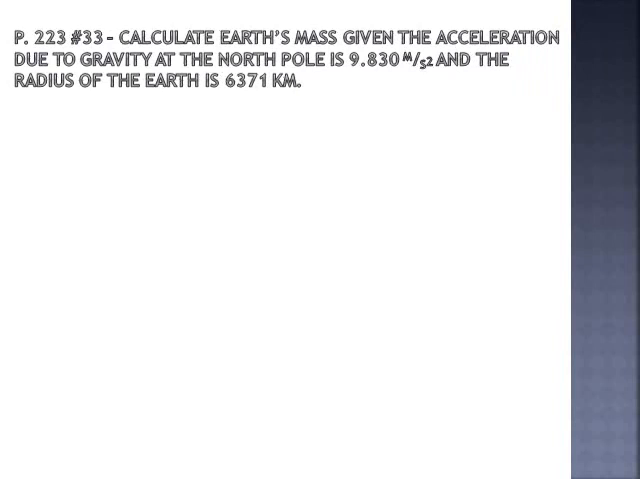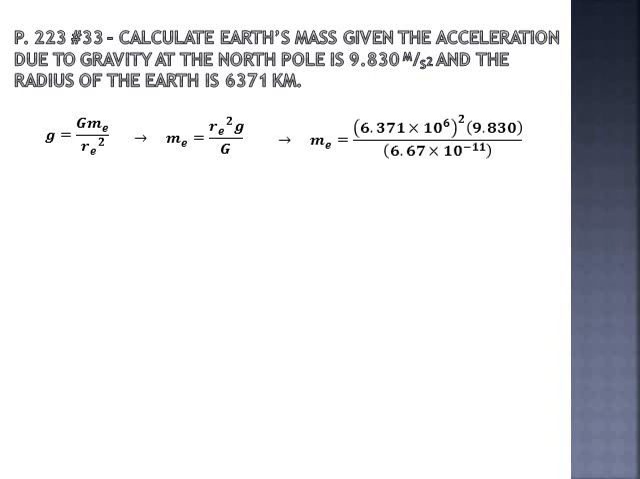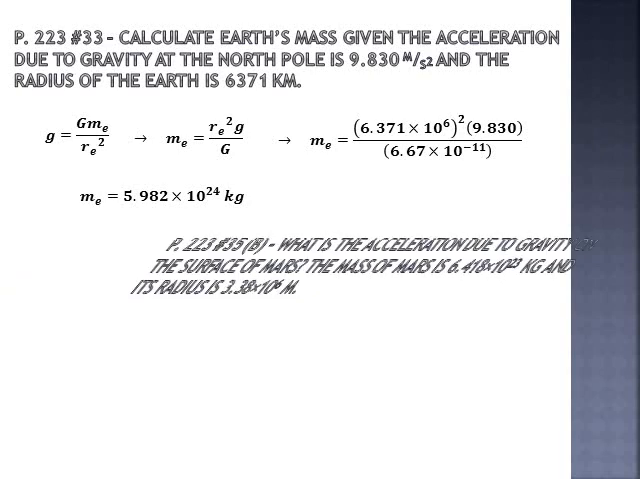So one of the example problems we have is to calculate the Earth's mass given the acceleration due to gravity at the North Pole to be 9.830 meters per second squared, and the radius of the Earth is 6,373 kilometers. Now, first thing you should notice is that this needs to be converted to base units. So, the gravitational strength equation is the gravitational constant times the mass of the Earth divided by the distance between the center of the Earth and the surface of the Earth squared. We plug that in, and we get that the mass of the Earth is going to be equal to 5.982 times 10 to the 24th kilograms.